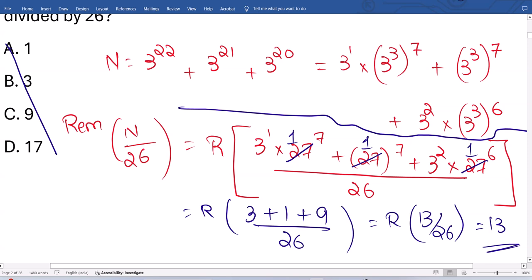Don't say 13 1 times, 13 2 times, 1 by 2, and the remainder is 1. No. Numerator is less than denominator. So, numerator is your answer.